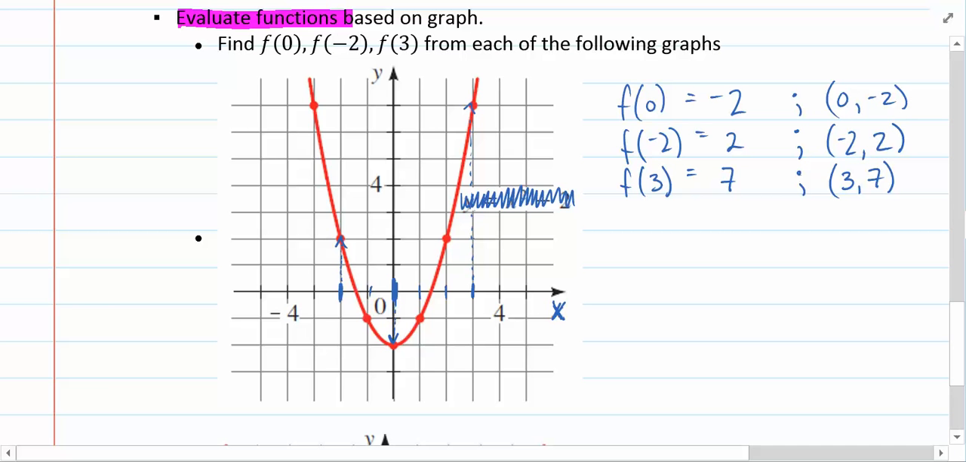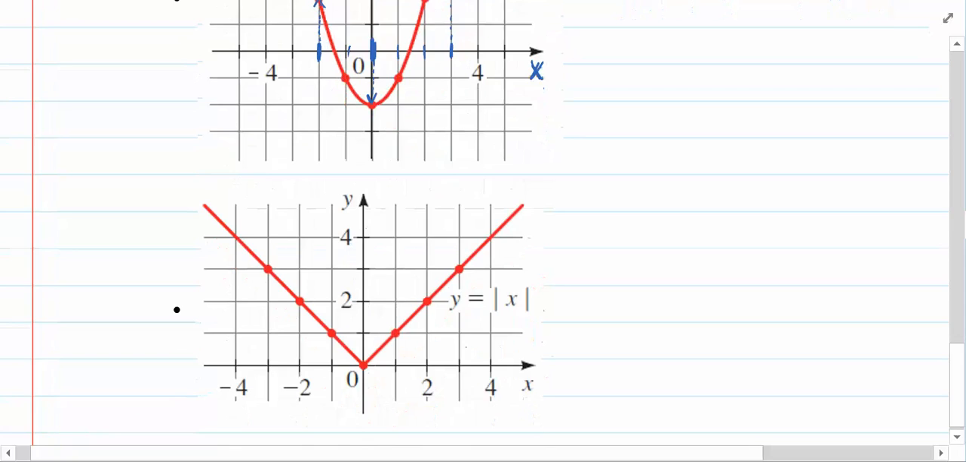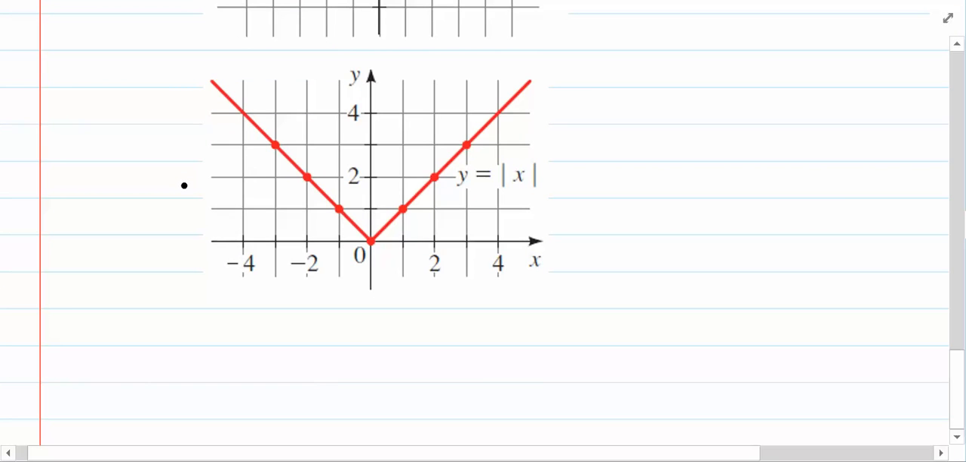We've now just evaluated a function based on a graph. Let's look at another example. This is what we call an absolute value function, and again, I'm going to ignore the equation that's shown here. We're not concerning ourselves with that right now. But I would like to evaluate f of 0, again, f of -2, and f of 3. And we'll establish each of these results as a coordinate pair when we're done.